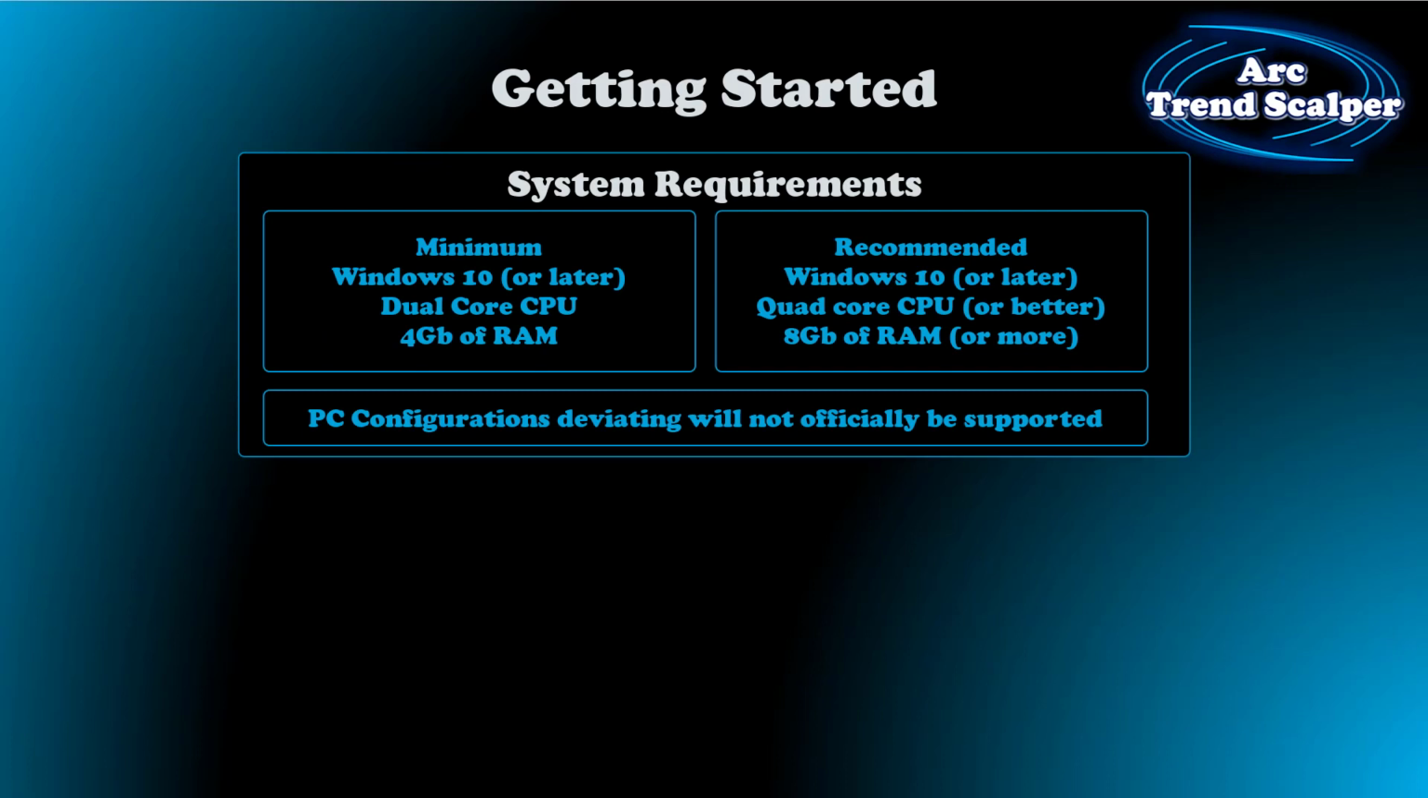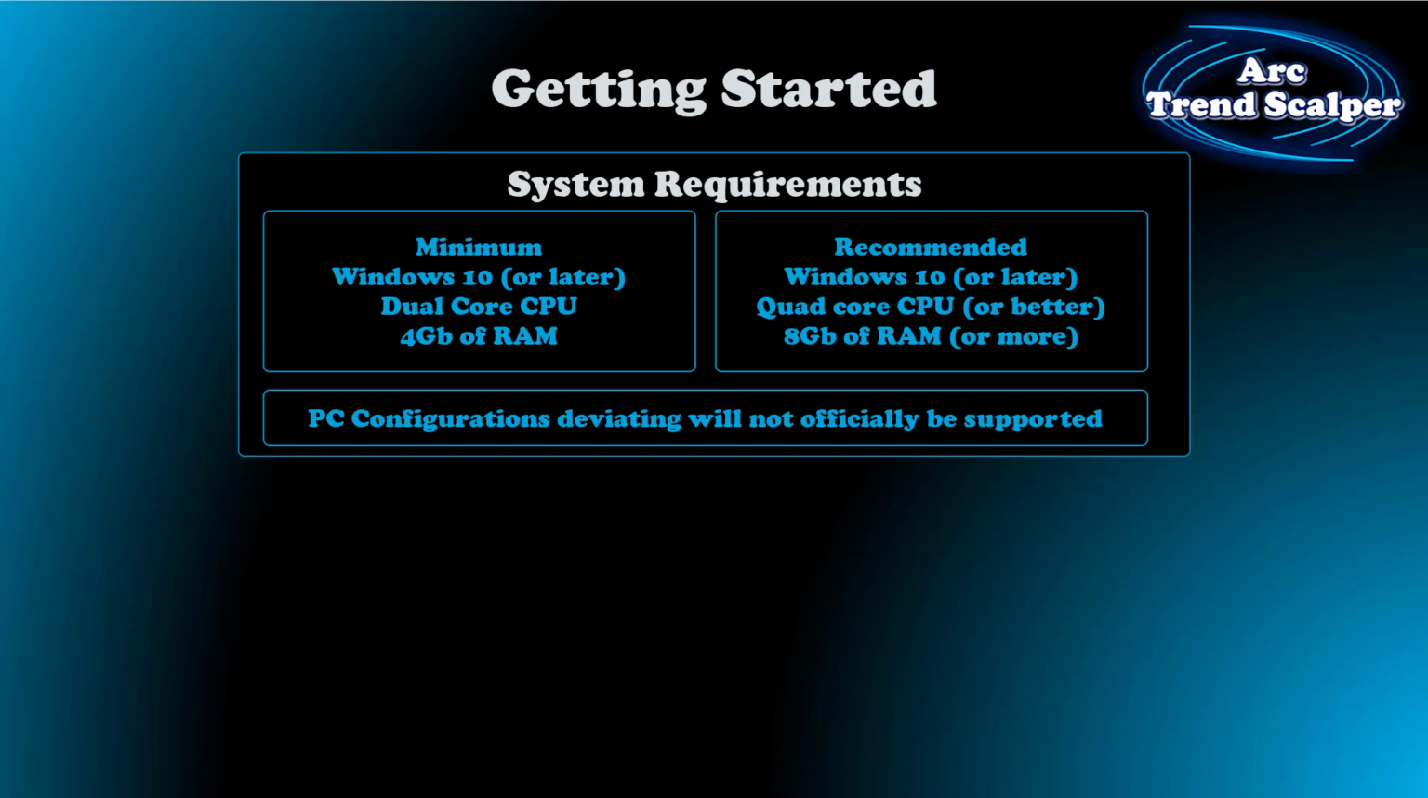In order to run the system without freezing up or lagging, we recommend you to have at least Windows 10, a quad-core CPU and 8 gigs of RAM. The system will, however, run on a dual core and 4 gigs of RAM, but you are restricted in terms of how much you can do on the side, so not too much multitasking.